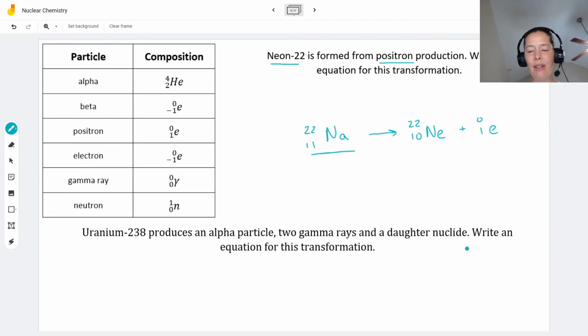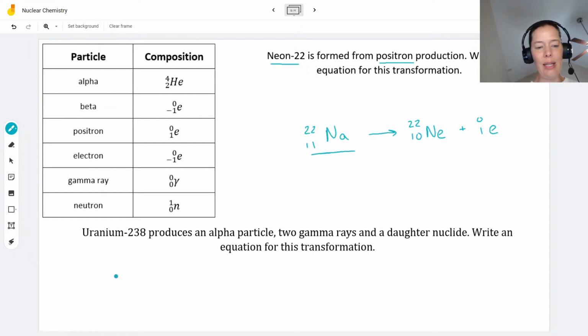Okay, so I've got a little bit longer one here at the bottom of the page. All right, so uranium-238 produces an alpha particle, 2 gamma rays, and a daughter nuclide. Write an equation for this transformation. Okay, so I've got more than just one thing going on here. And again, I need to make sure I keep straight what's on the reactant side, what's on the product side, and what I am trying to predict here. Okay, so uranium-238 produces all of this. So uranium-238 is going to be on the reactant side.